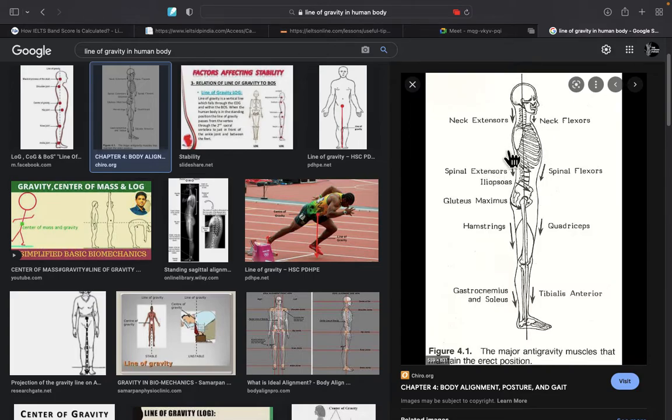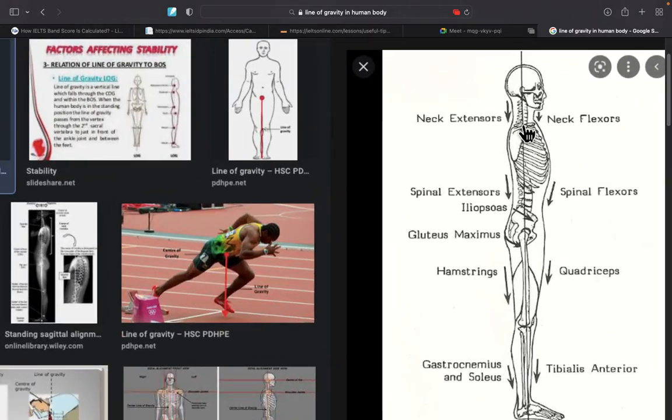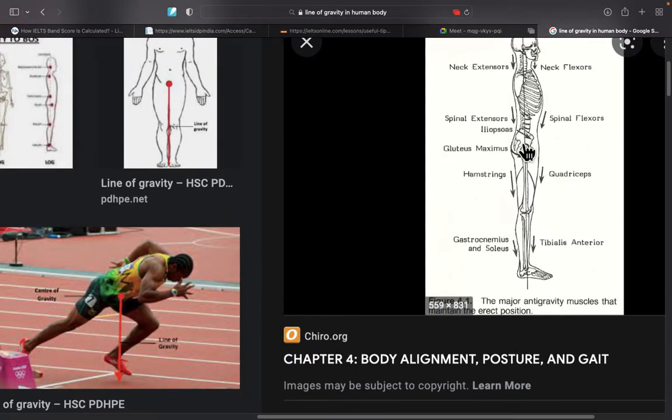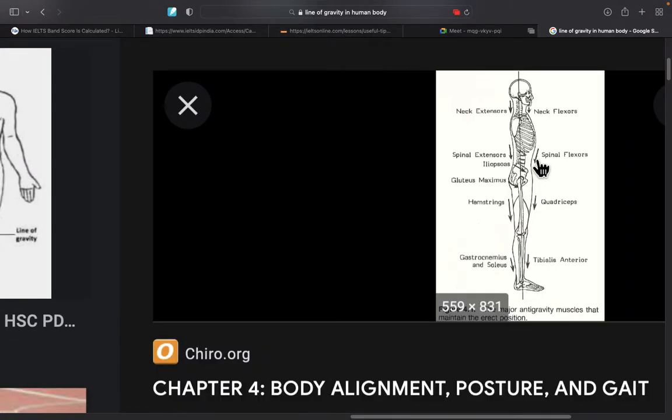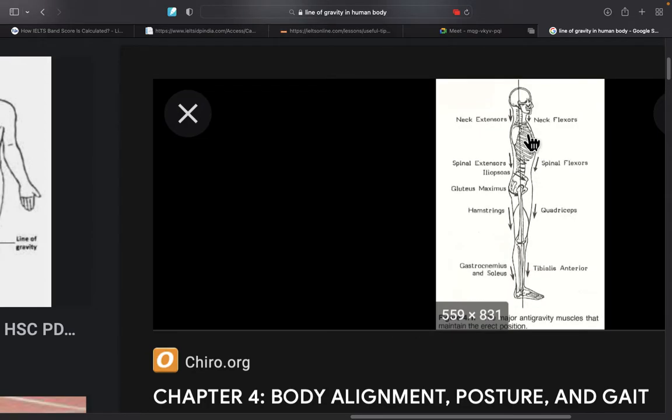Okay, and there is a line, of course, which is passing through the center of gravity, that is called the line of gravity. Okay, so if we have a look at the line of gravity, you can see it is passing a bit posterior to the cervical spine, na? I hope everyone can picturize this, okay? Then we can see that the line of gravity passes anterior to the thoracic spine.